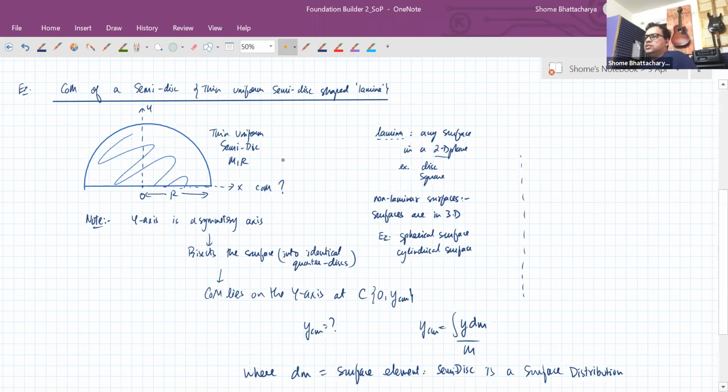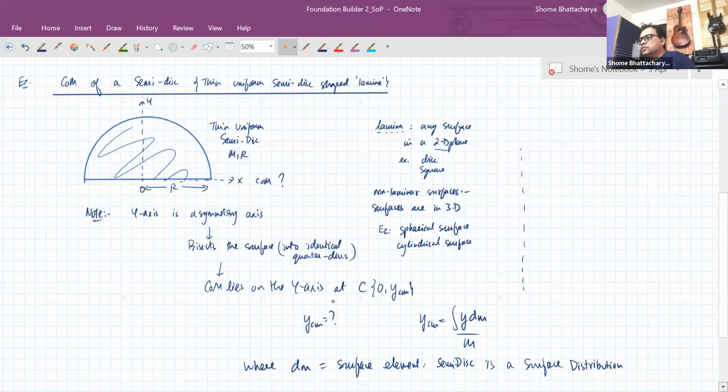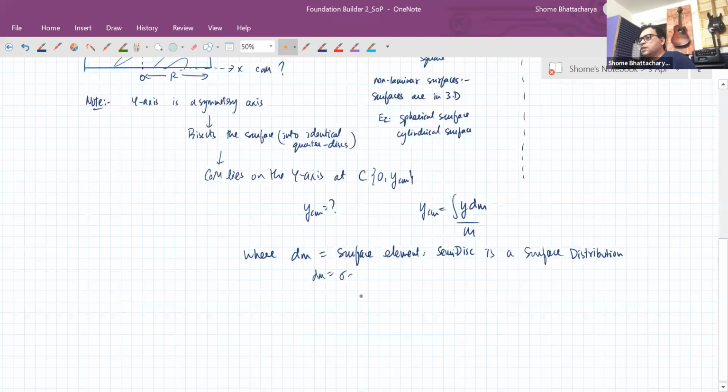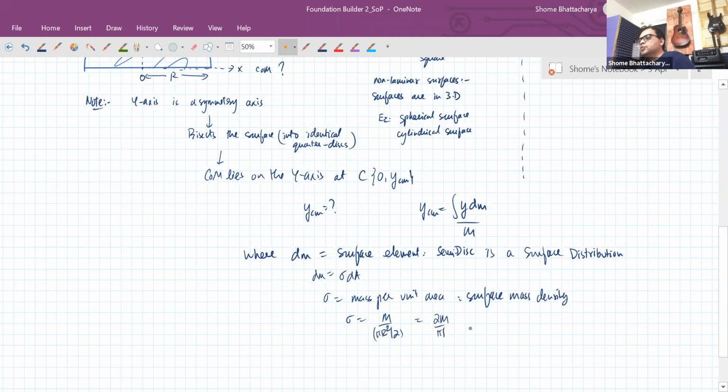Now when it comes to surface elements, dm will be equal to sigma into dA, where sigma is the mass per unit area, which is what we call the surface mass density. So sigma over here will become m upon pi r square by 2, because the total mass of the disk was m, and the surface area of the semi-disk is pi r square by 2, half of the full disk. So this is the mass per unit area.